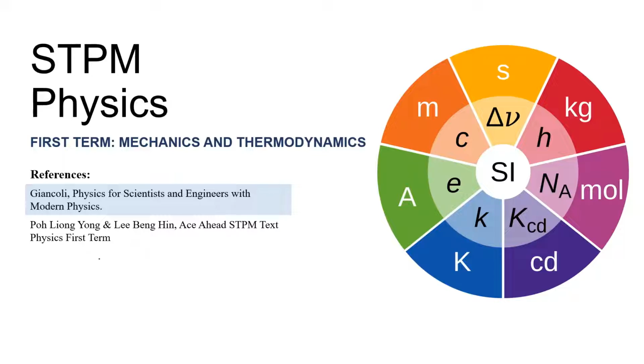If you are an STPM student, I will recommend you use the second reference because this is based on the STPM syllabus. The first one is for general physics. You can use it until your first year of university, of course, if you take a related discipline.